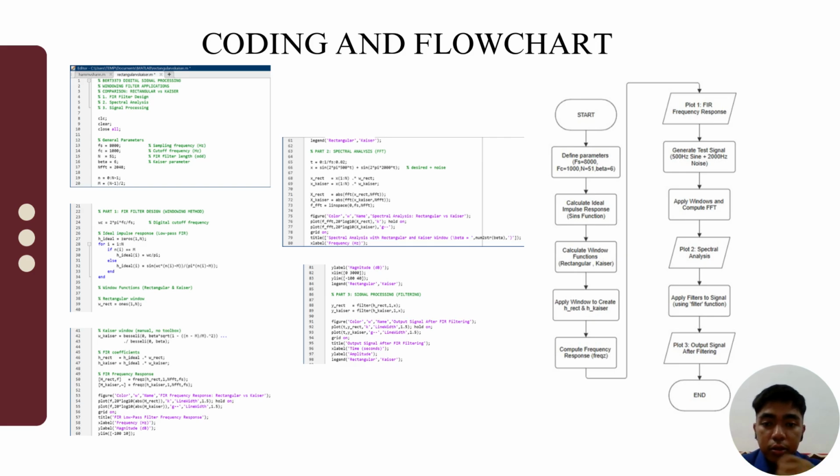I start with the sampling frequency at 8000 Hz and the cutoff frequency at 1000 Hz. I calculate the ideal impulse response using the same formula. This is a critical step: I apply the rectangular window and the Kaiser window. Finally, I generate a test signal with noise and analyze the result using FFT and time domain filtering. Moving forward, using this code, the black line is the rectangular window and the green dashed line is the Kaiser window.